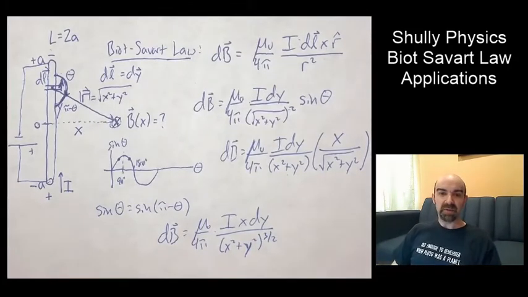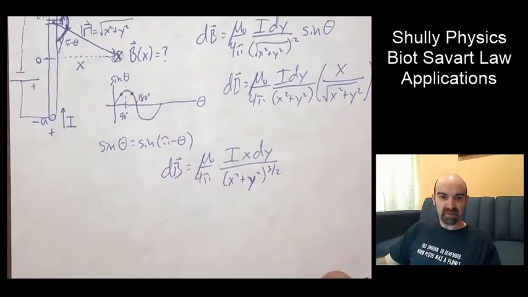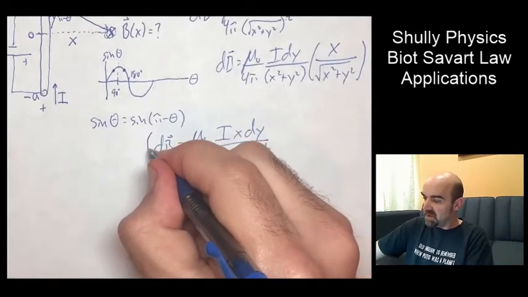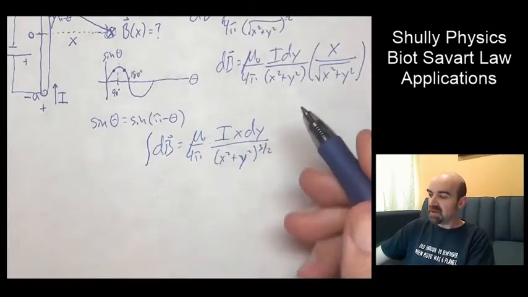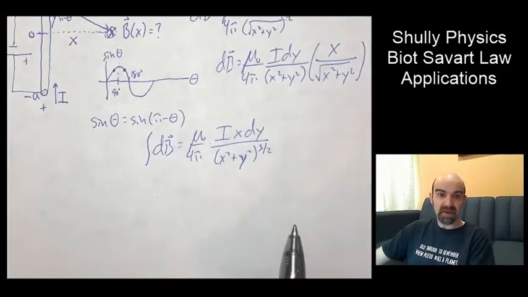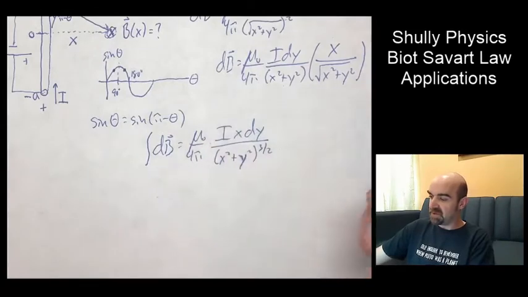And now we're ready to move forward. We have something that's integrable set up here, the integral of dB. So we're going to sum up all that magnetic field in terms of x. x is our variable.